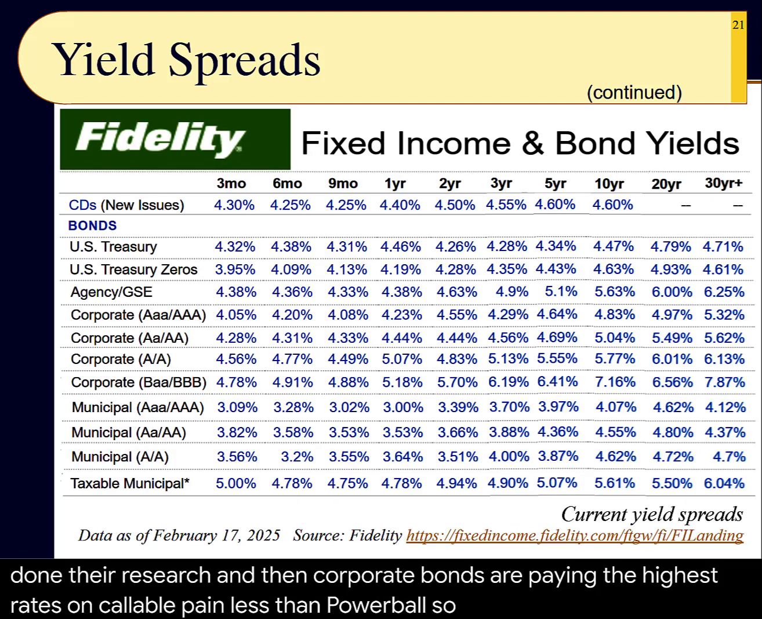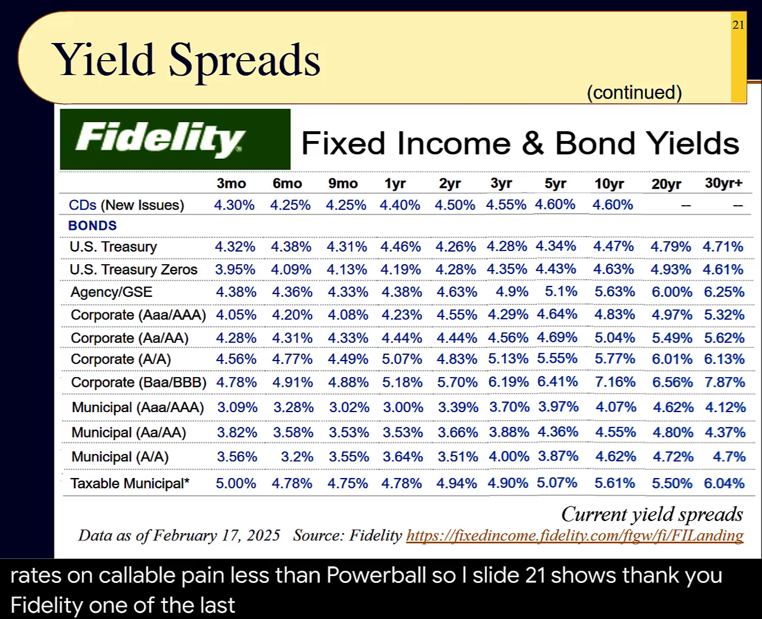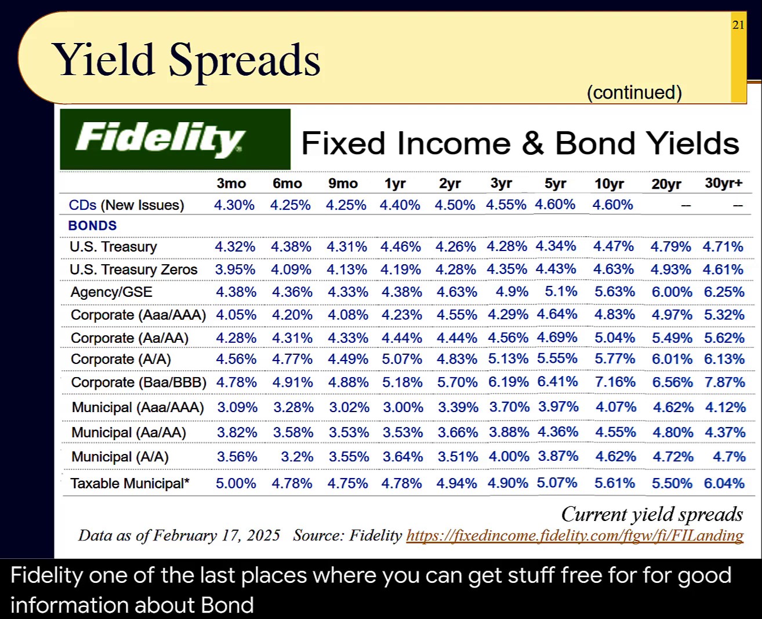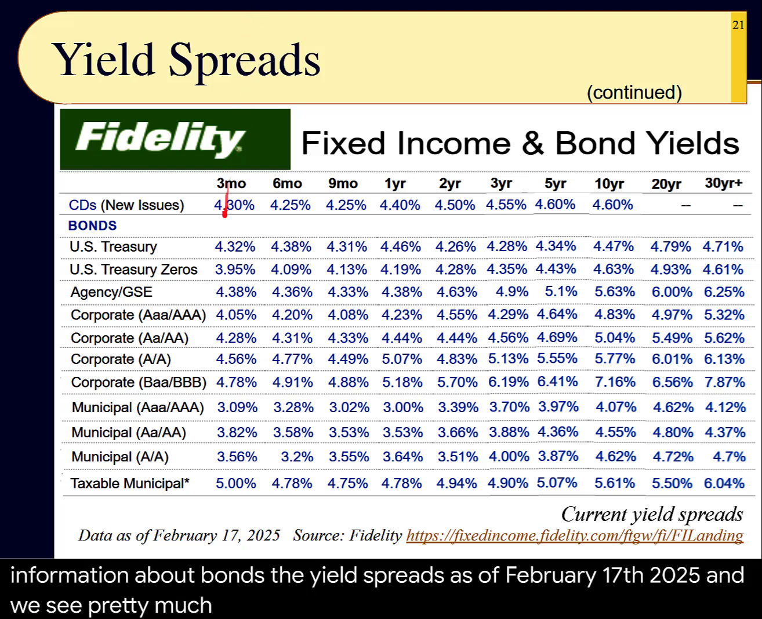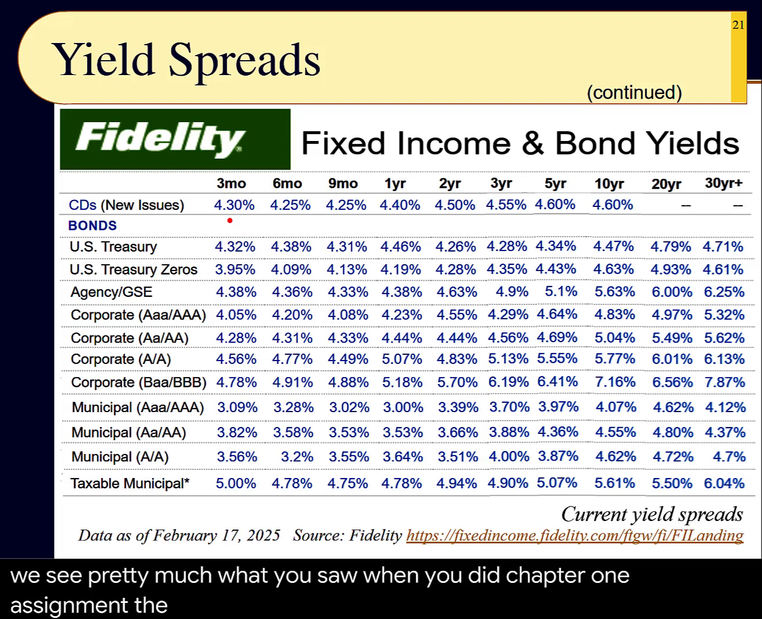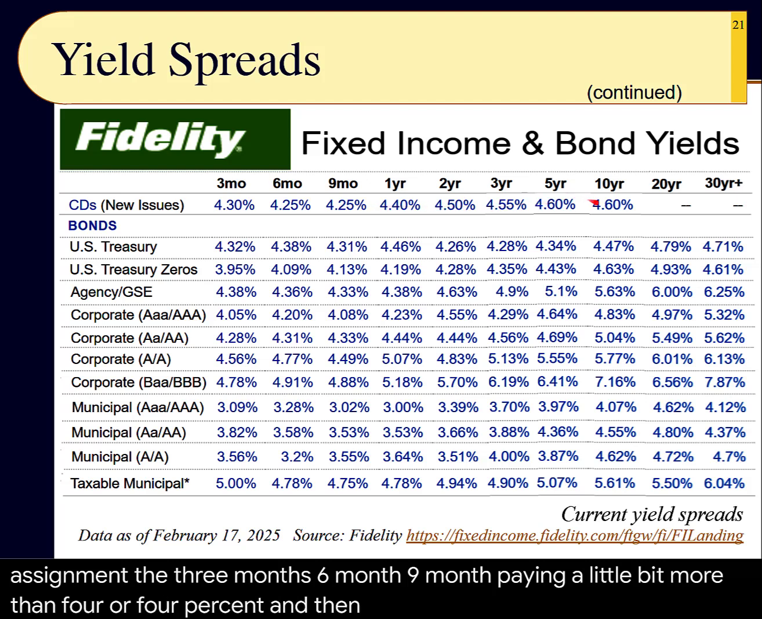So slide 21 shows, thank you, Fidelity, one of the last places where you can get stuff free, good information about bonds. The yield spreads as of February 17th, 2025. And we see pretty much what you saw when you did the chapter 1 assignment. The 3-month, 6-month, 9-month paying a little bit more than 4%, and then going out to 5 years, 4.6%.